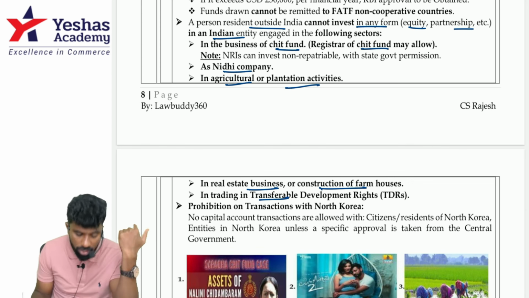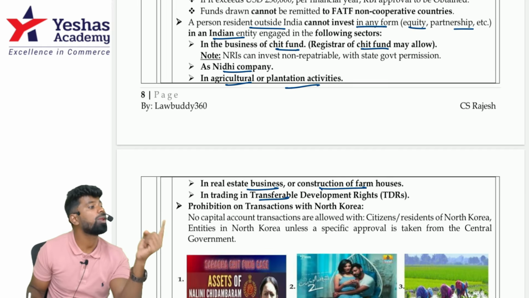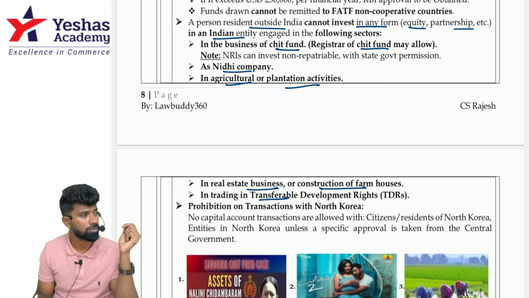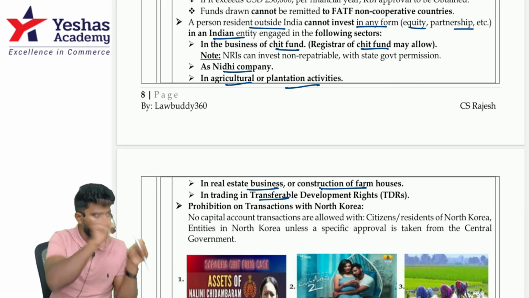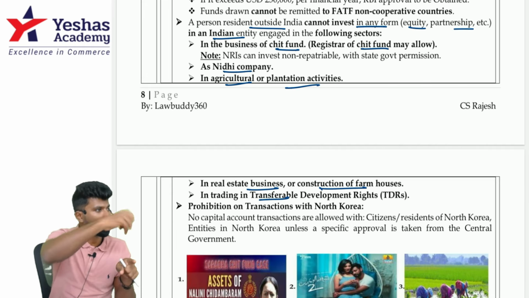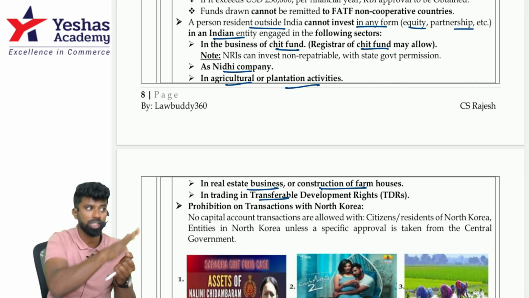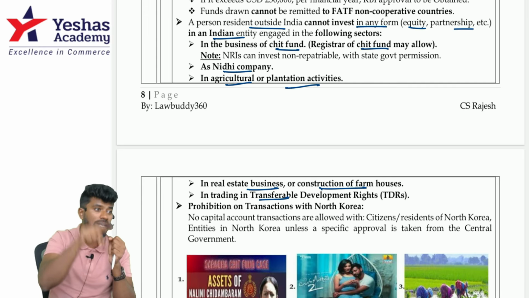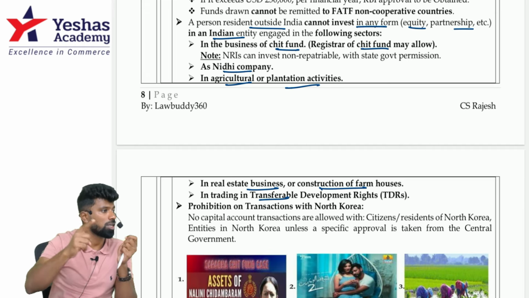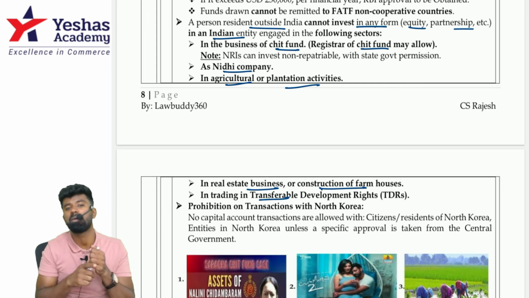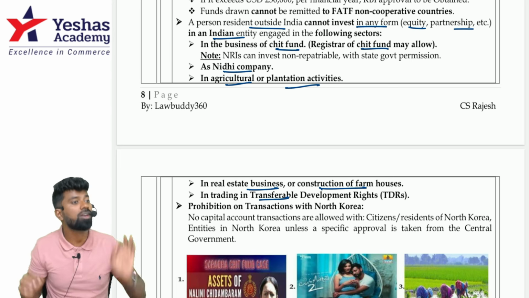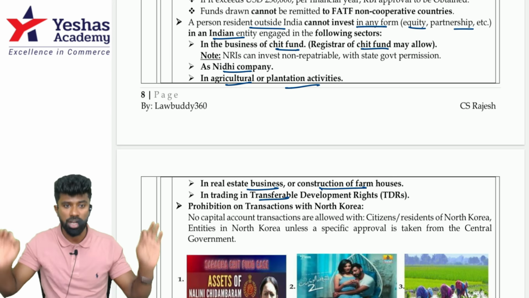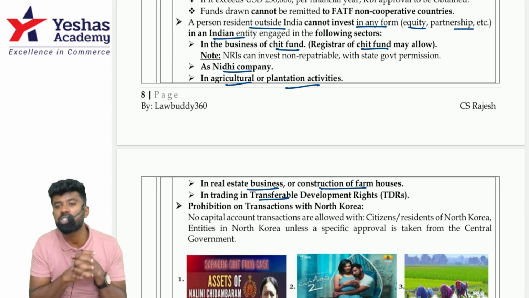Next one is trading in Transferable Development Rights. Generally, when the government acquires your property, instead of that property they give you some right to purchase property somewhere else. Those rights can be transferred, and in those rights a person resident outside India cannot invest. So these are the capital account transactions which are prohibited.